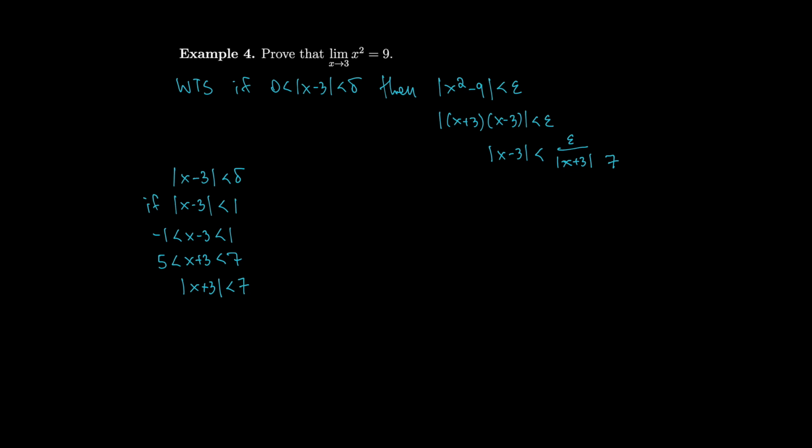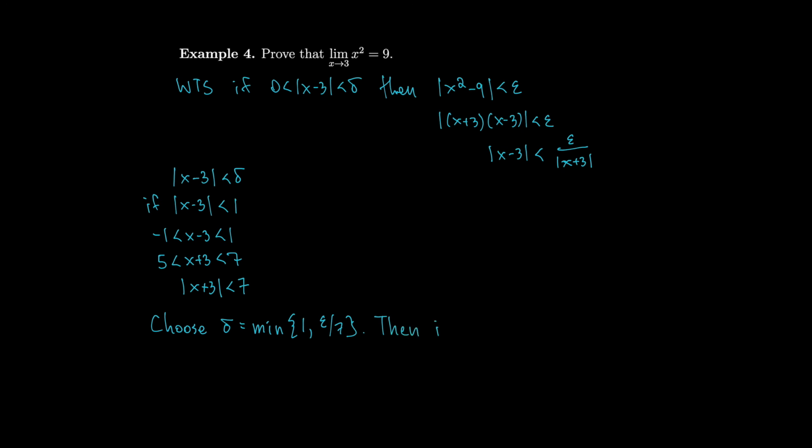So in order to make both of those things true, I need to just choose delta to be the smaller value. I basically want to make two choices of delta at the same time, so we use this hacky little trick. Take delta to be equal to the minimum of 1 and epsilon over 7. That way, when it's smaller than 1, it'll force x plus 3 to be smaller than 7, which will force x minus 3 to be smaller than epsilon over 7. Let's watch that in action.